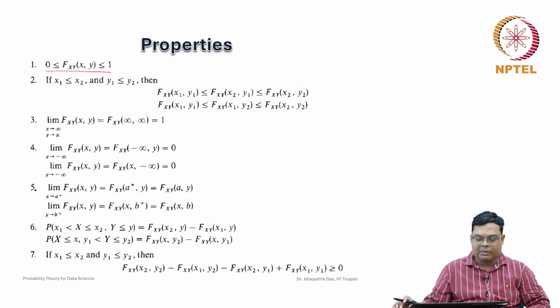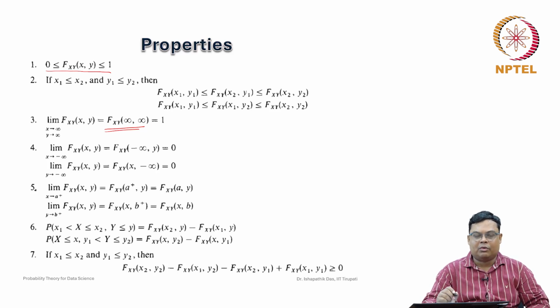Both proofs are very similar. Now, these are some of the basic properties, and here is another property: if you take x goes to infinity and y goes to infinity, F_XY(x, y) is nothing but F_XY(infinity, infinity). We are not putting in this value; it is just the limiting value that we want to find. We will not go through a rigorous proof, we just try to find some intuition.